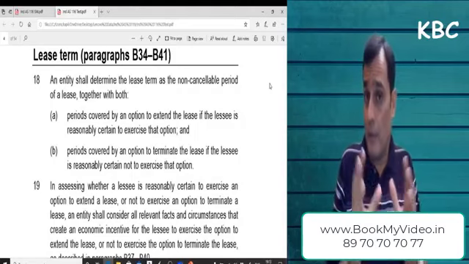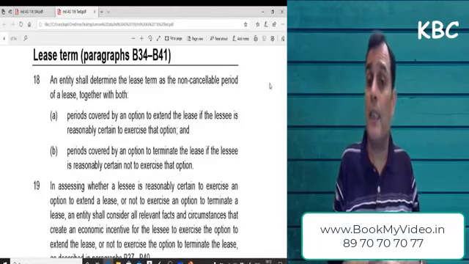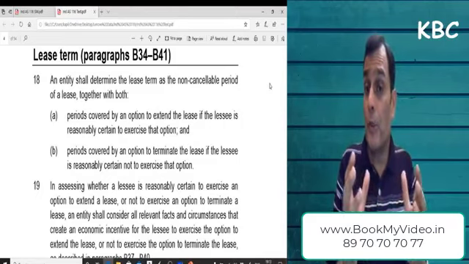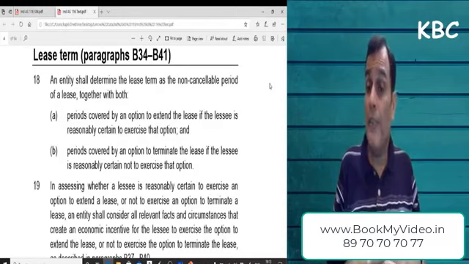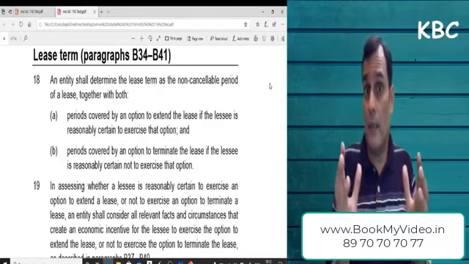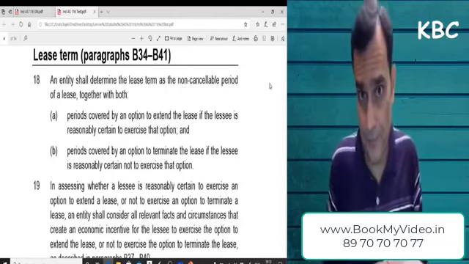Then it says in B, don't worry, we're going to come back to that. Then it says in B, the periods covered by an option to terminate the lease if the lessee is reasonably certain not to exercise. So this is literally confusing.